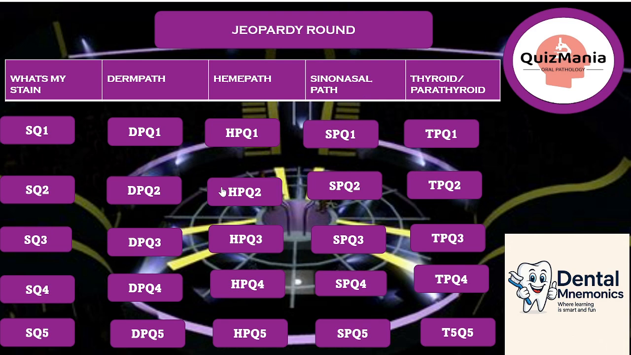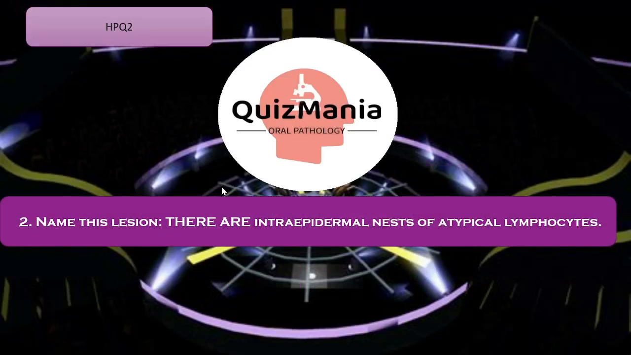So now the second question related to HemPath. The question is, I again want you to name this lesion. There are intraepidermal nests of atypical lymphocytes. I want you to name the lesion in which these features are seen. So in which lesion do we see intraepidermal nests of atypical lymphocytes? And if you know the name of the microabscess as well, then earn yourself the extra 2 points.